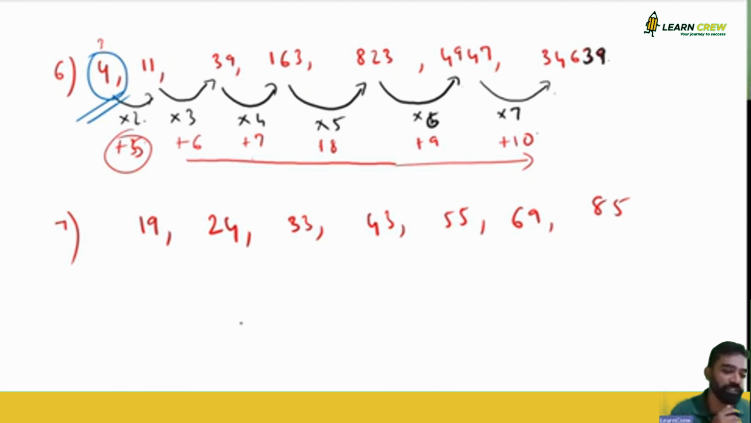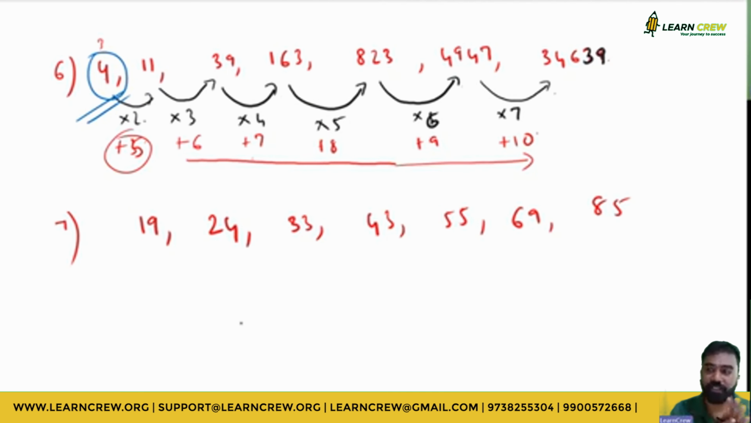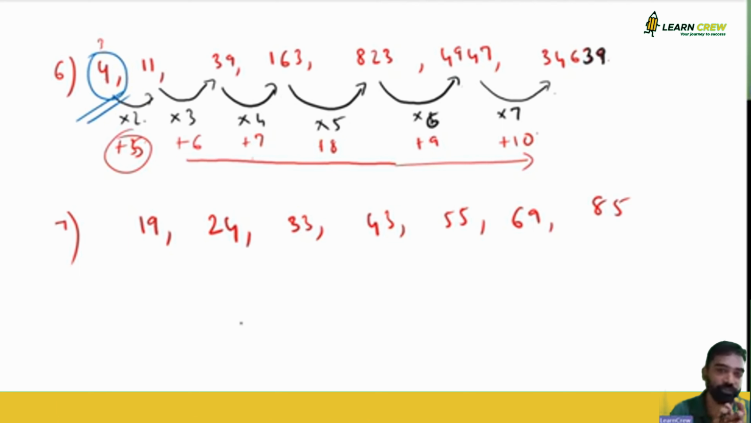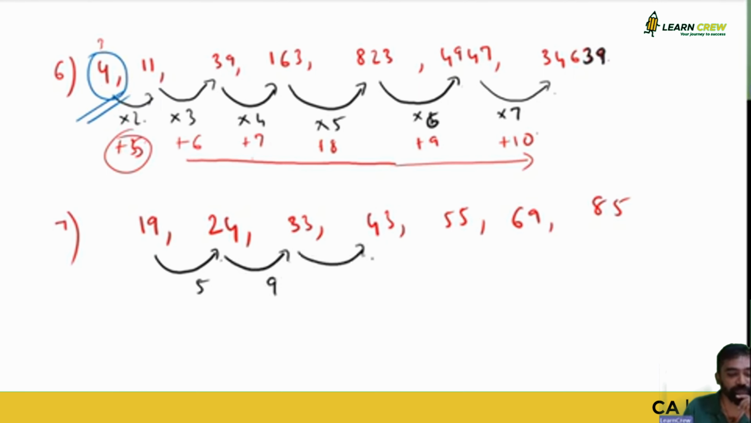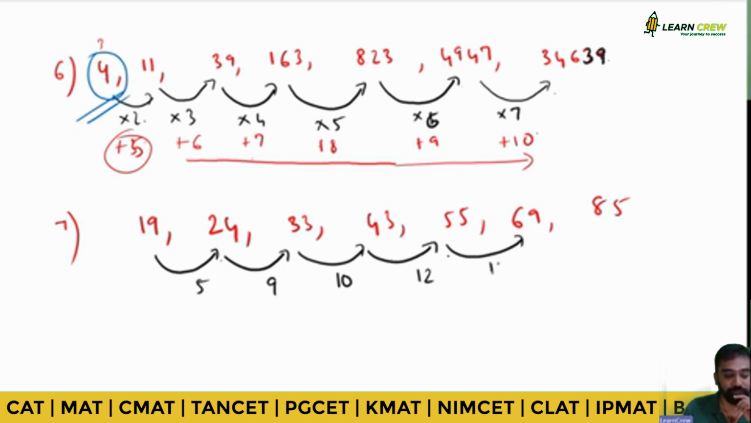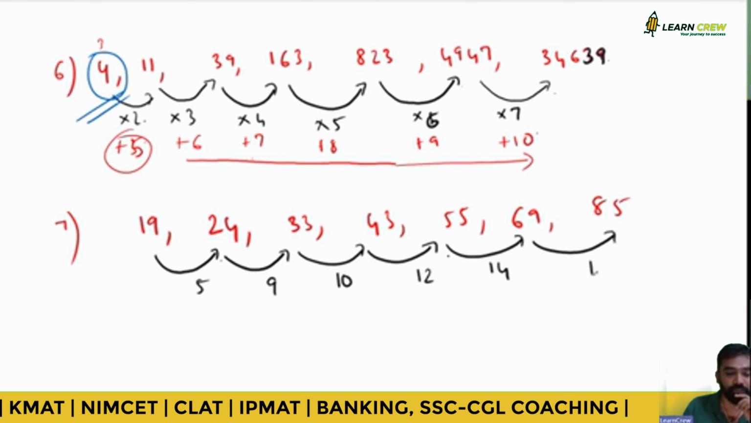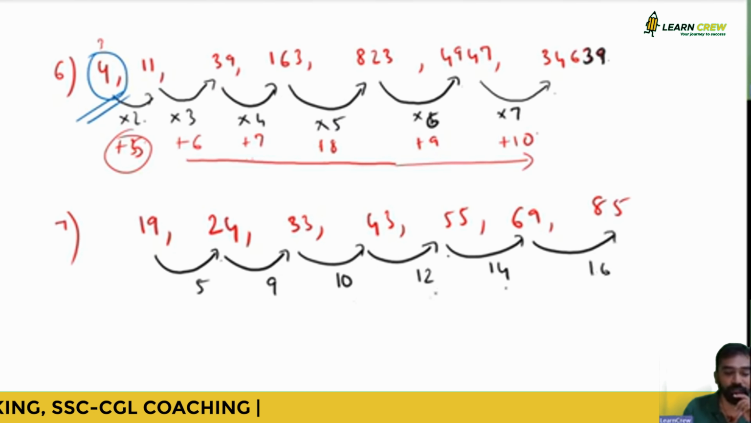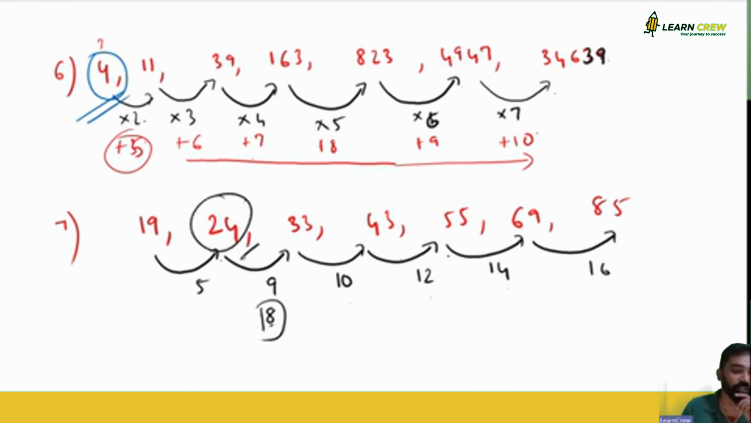Here it's a very simple one. It's not multiplication. It's just a difference. 19, 24. So what's the difference between these two? 5. What's the difference between these two? 9. Difference between these two? 10. 14, 16. So here it is like 10, 12, 14, 16. Obviously it should have been 8. So this is the wrong number.